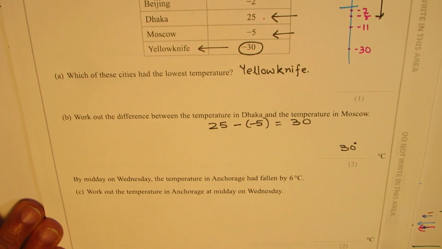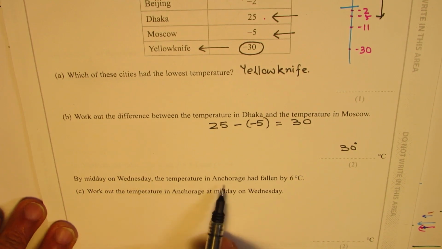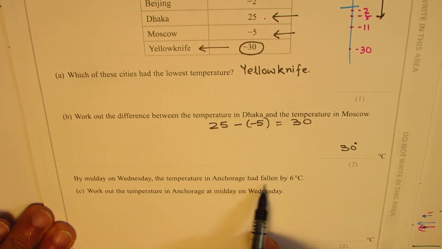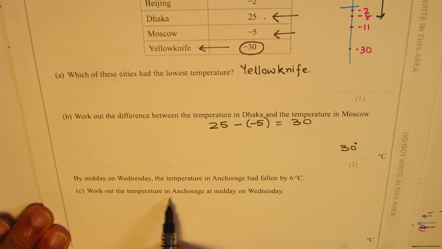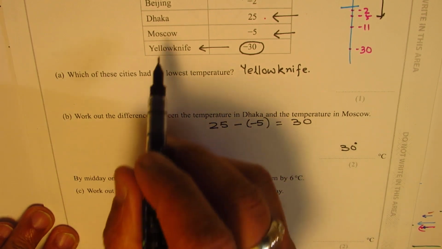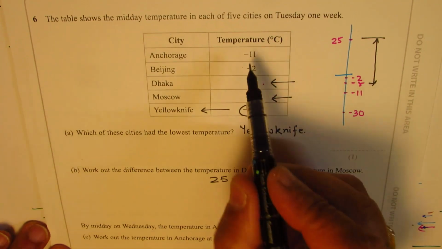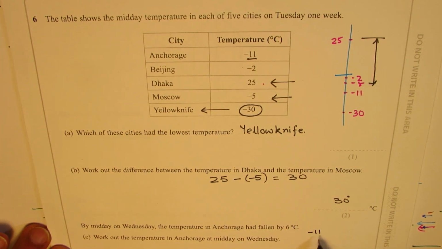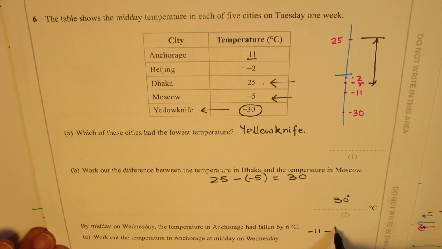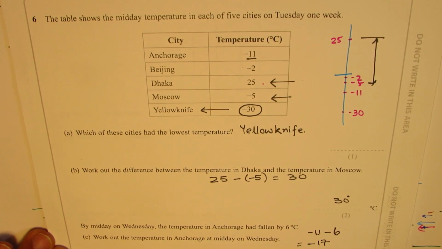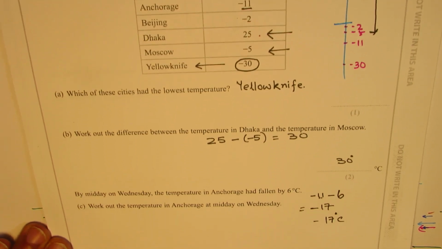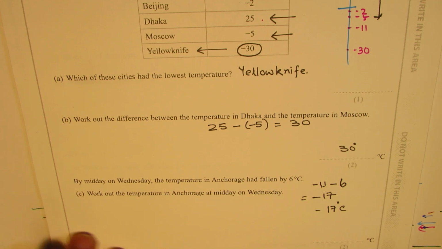Now the next part of the question is, by midday on Wednesday, the temperature in Anchorage had fallen by 6 degrees. Work out the temperature in Anchorage at midday on Wednesday. So Anchorage temperature is minus 11. So from minus 11, it goes down by 6 degrees. So it will reduce by 6. So minus 11 minus 6, it becomes further negative, right? So it is minus 17. So we get this temperature as minus 17 degrees Celsius. Is that clear to you, right? So that is how you're going to answer this question.